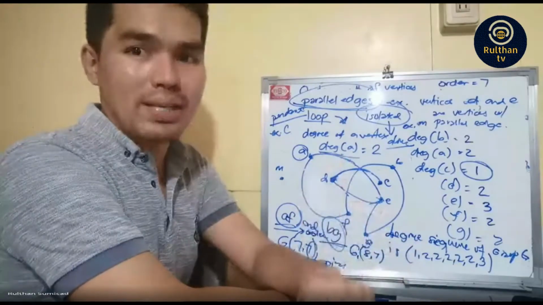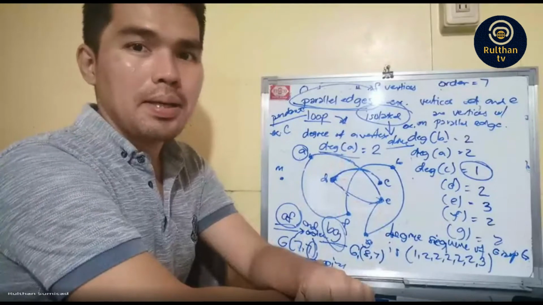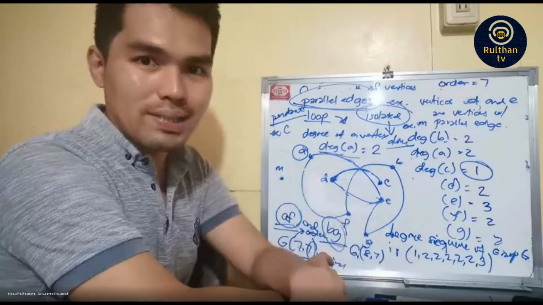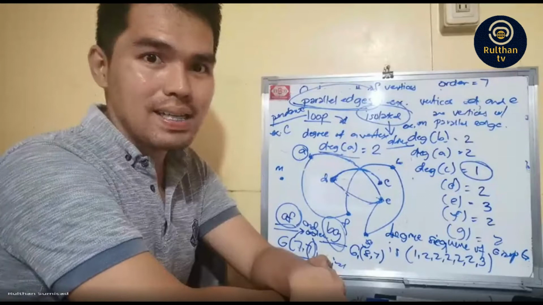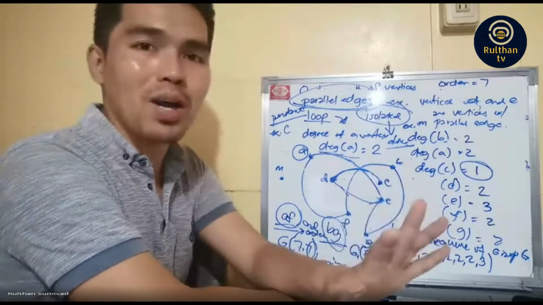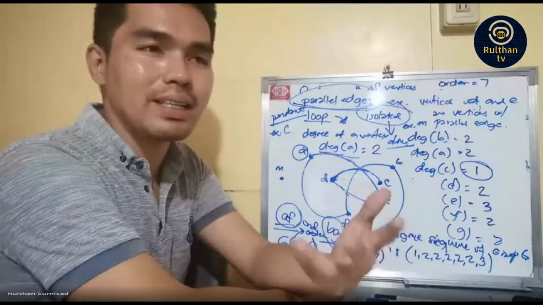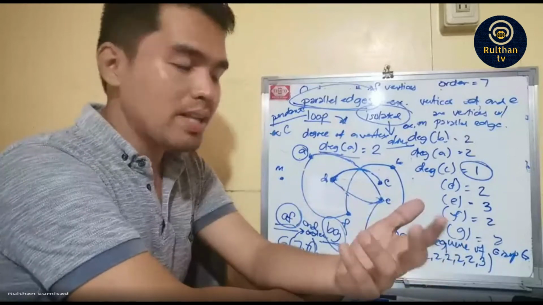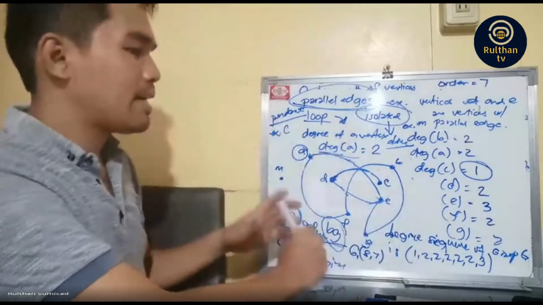Sir, parallel edges? Yes, sir, parallel edges. Are they counted? Parallel edges are counted twice, okay, sir, but a loop is counted once for the edges. Later, we will talk about that when we learn the different theorems and corollaries in graph theory.